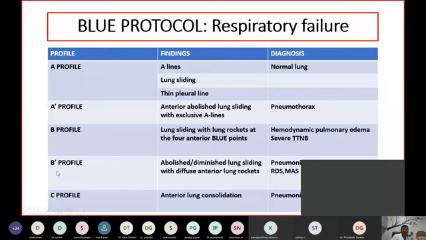B dash profile is basically absent or decreased lung sliding along with B lines. So you are going to see it in RDS or meconium aspiration. And C profile is consolidation. Consolidation you are going to see in a lot of newborn conditions: pneumonia, RDS, meconium aspiration, BPD. So B dash profile and C profile are basically consolidations or pneumonias. B profile is TTNB. A profile is a normal lung, and A dash profile is a pneumothorax. So just remember these 5 profiles: A, A dash, B, B dash, and C.